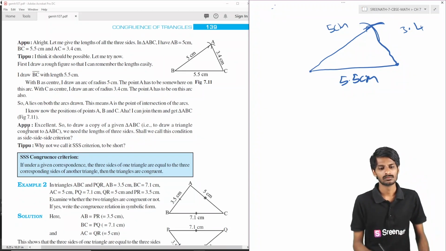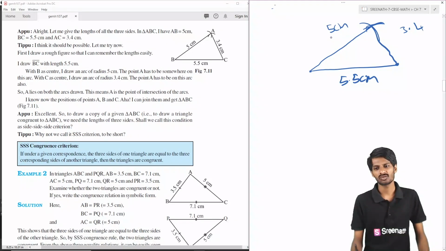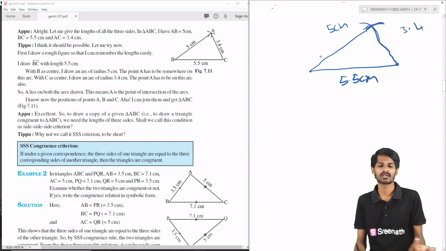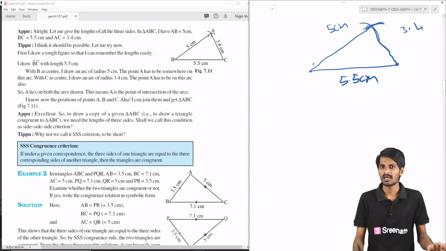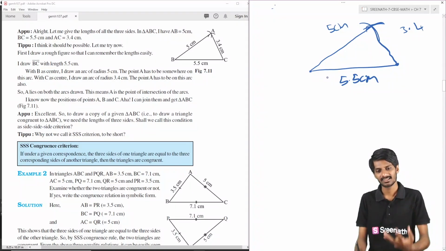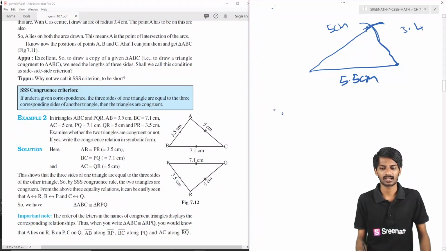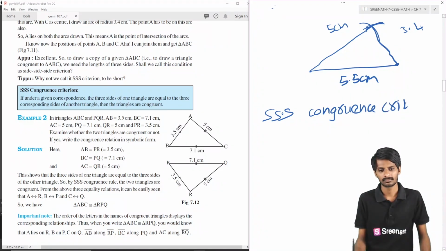So when we want to find the exactly same triangle, students, if I give you only one side length, you can't. If I give you two side lengths, you can't. But whenever I give three side lengths, in that case you can do the task, students. So that is the triple S criteria, or triple S congruence criterion.